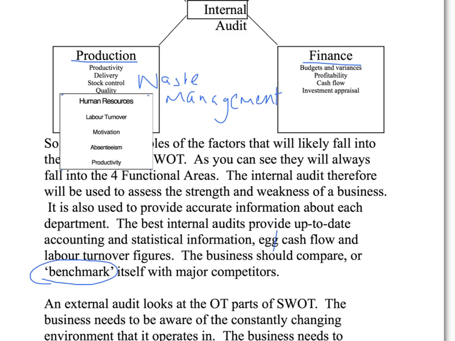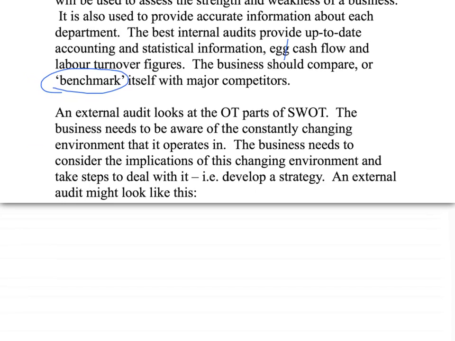So we've looked at the SW. Now let's look at the OT of SWOT. So an external audit looks at the OT parts of SWOT. The business needs to be aware of the constantly changing environment that it operates in. A business is going to be useless if it takes no account of what's happening outside its 4 walls. It can't hope to be successful if it doesn't look outside at its competitors, at what its customers are doing, what the government is doing.